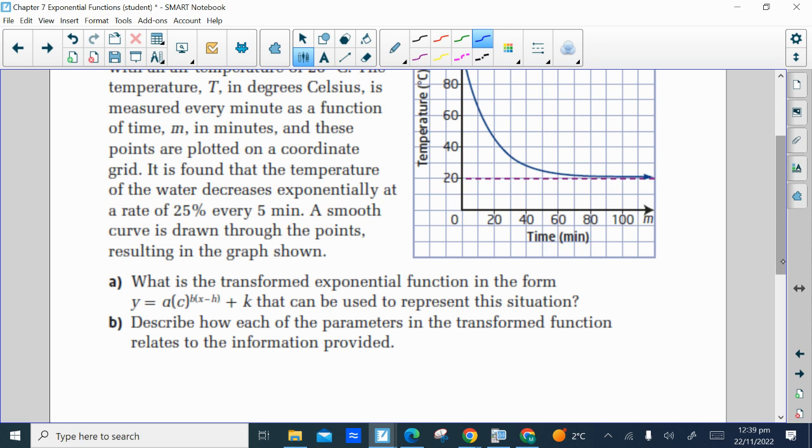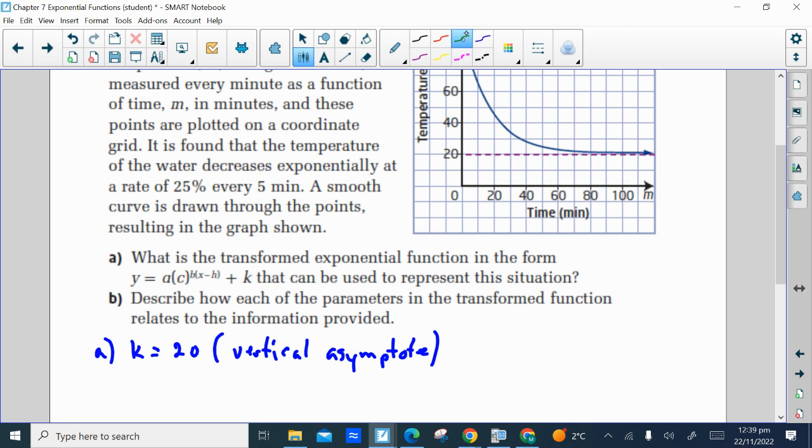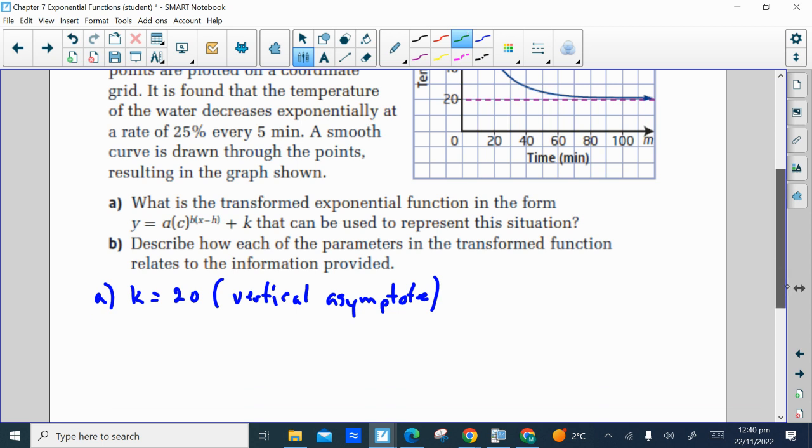So as we start to build this graph, we can say that k equals 20 because that is where the horizontal asymptote is. Normally, our exponential functions have an asymptote on the x-axis, the line y equals 0. But this asymptote is up 20 units. The other thing we can state is what our c value is.